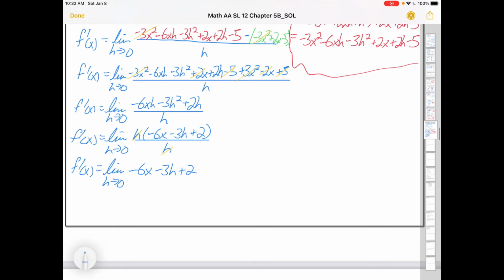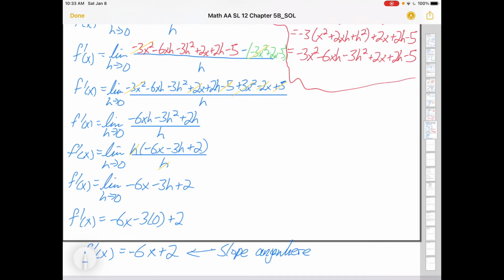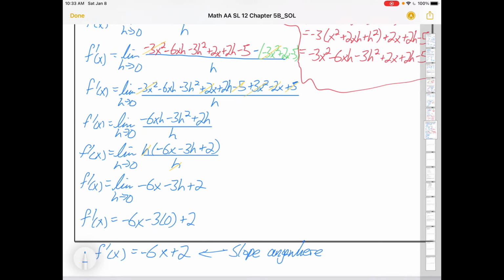And at this point, we can actually sub in. F prime is going to be, as h goes to 0, negative 6x will just be negative 6x. As h goes to 0, this will be negative 3 times 0 plus 2. Or we can simplify that, and you could just write it right away as negative 6x plus 2. That's the slope anywhere. And yeah, it seemed tedious, but the only real tedious part was finding f of x plus h and actually plugging it into this limit formula.